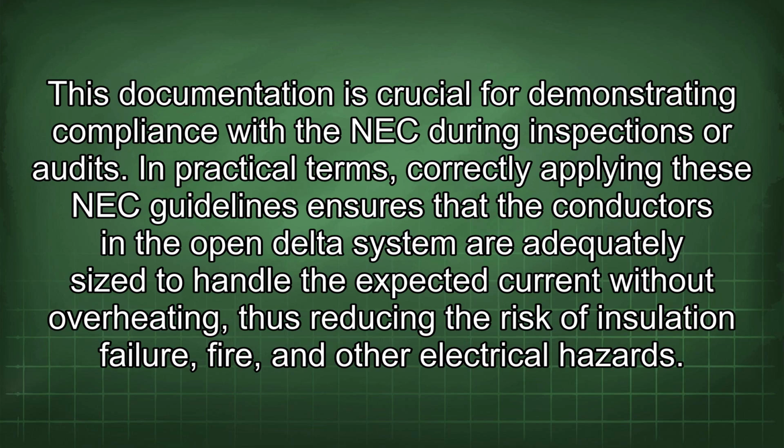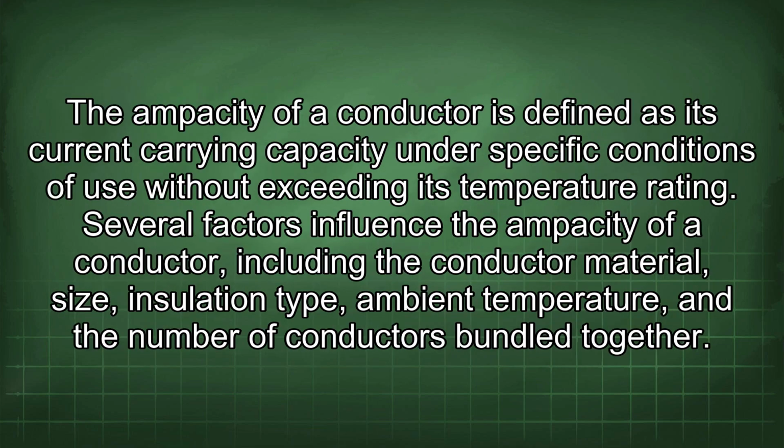In practical terms, correctly applying these NEC guidelines ensures that the conductors in the open delta system are adequately sized to handle the expected current without overheating, thus reducing the risk of insulation failure, fire, and other electrical hazards. The ampacity of a conductor is defined as its current carrying capacity under specific conditions of use without exceeding its temperature rating. Several factors influence the ampacity of a conductor, including the conductor material, size, insulation type, ambient temperature, and the number of conductors bundled together.